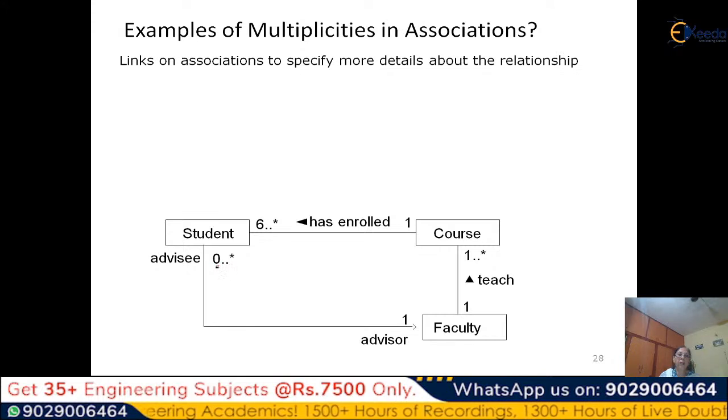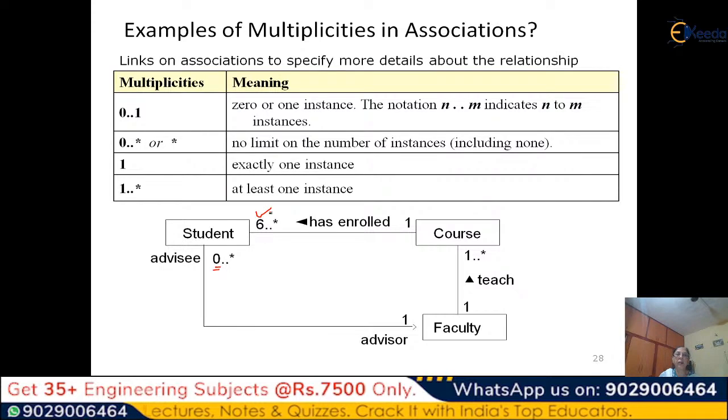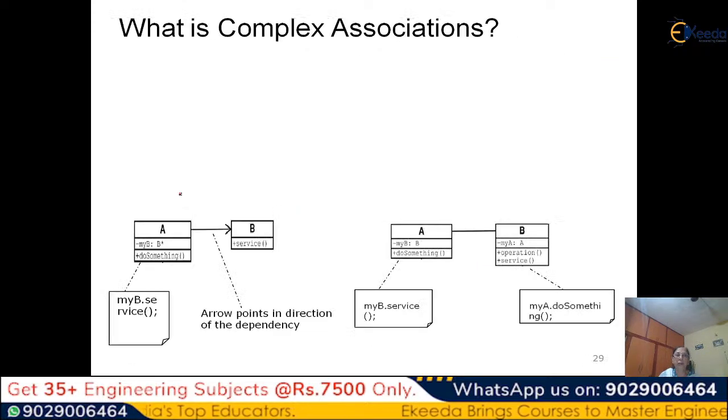Here we start with 0, because some faculty may not be advising any student. Only a few faculty may be student advisors. Whereas here, every course must have a minimum strength, and that is why the 6 is written. So this is the notation that you use for it, and you have to remember how you denote it.